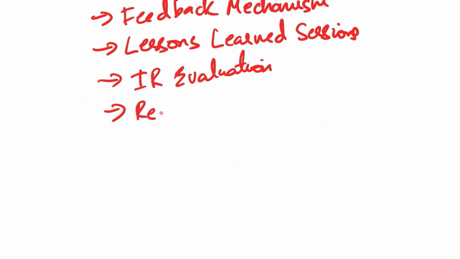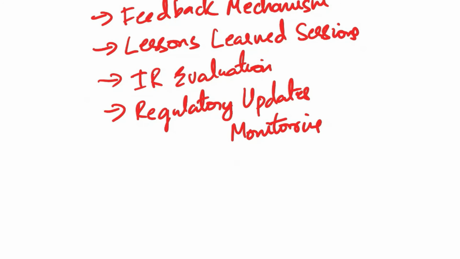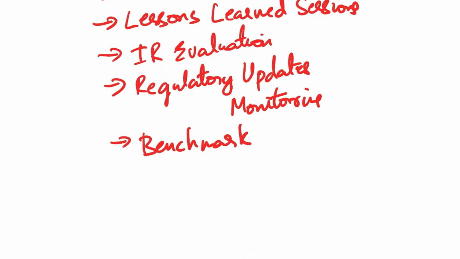Next, regulatory updates monitoring. Stay vigilant about changes in regulations and standards related to third party risk. Ensure that the TPRM program is updated to comply with new requirements. Next, benchmark the TPRM program against industry best practices. Identify areas where the program can be enhanced to meet or exceed industry standards.